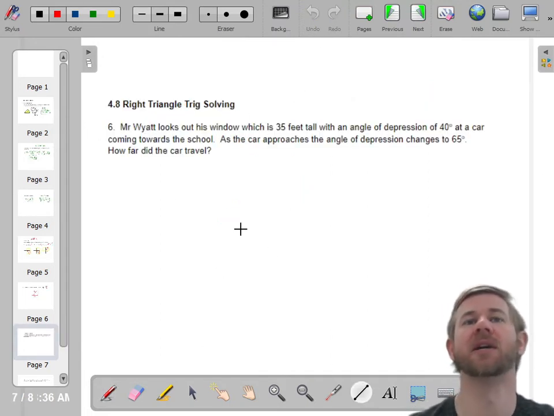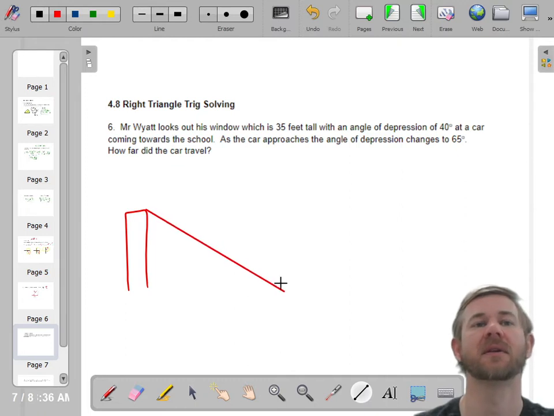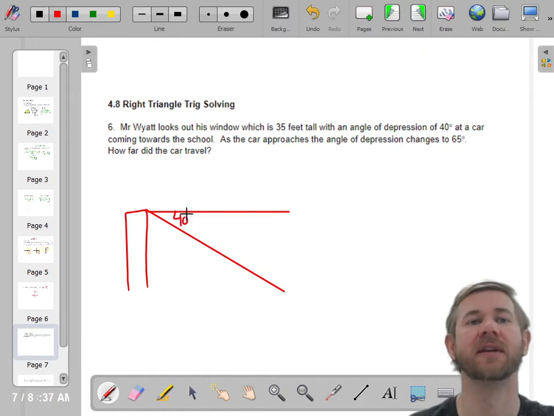Mr. White looks out his window, which is 35 feet tall. So, okay, we got a little building here, and I'm looking out the window, and I look down. You got to be careful here. Angle of depression is from a horizontal line. So I look out and then I look down at 40 degrees.